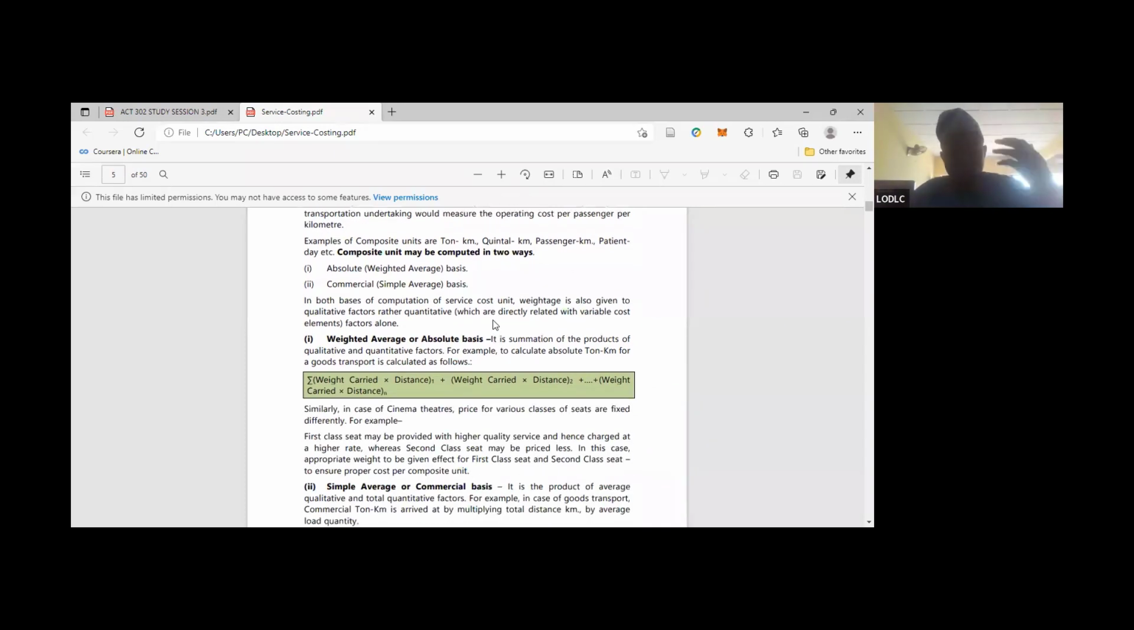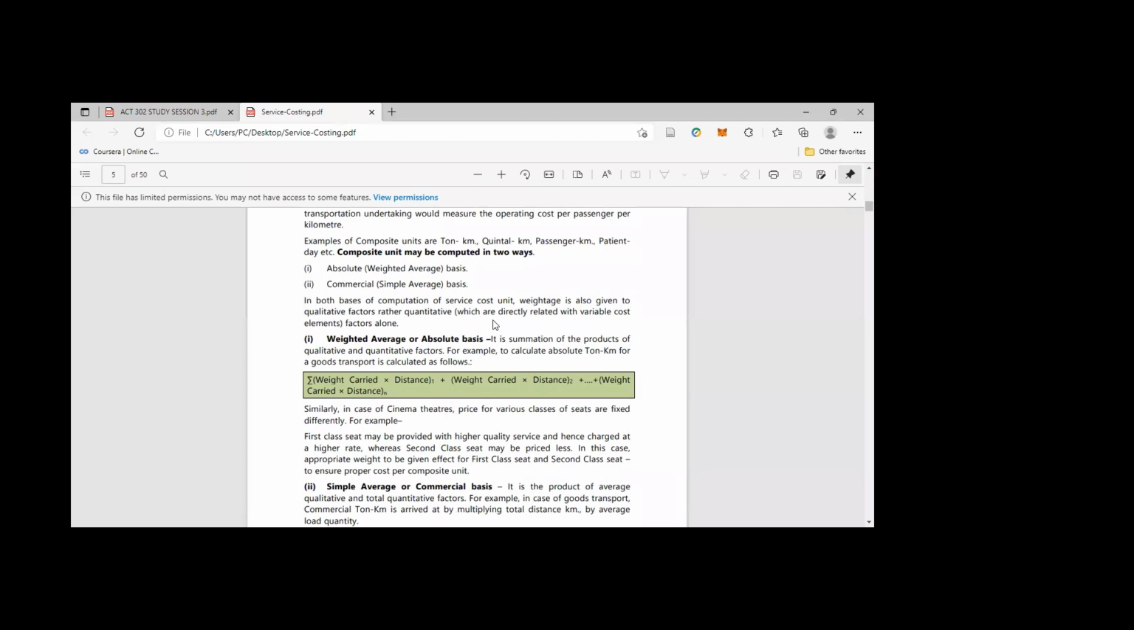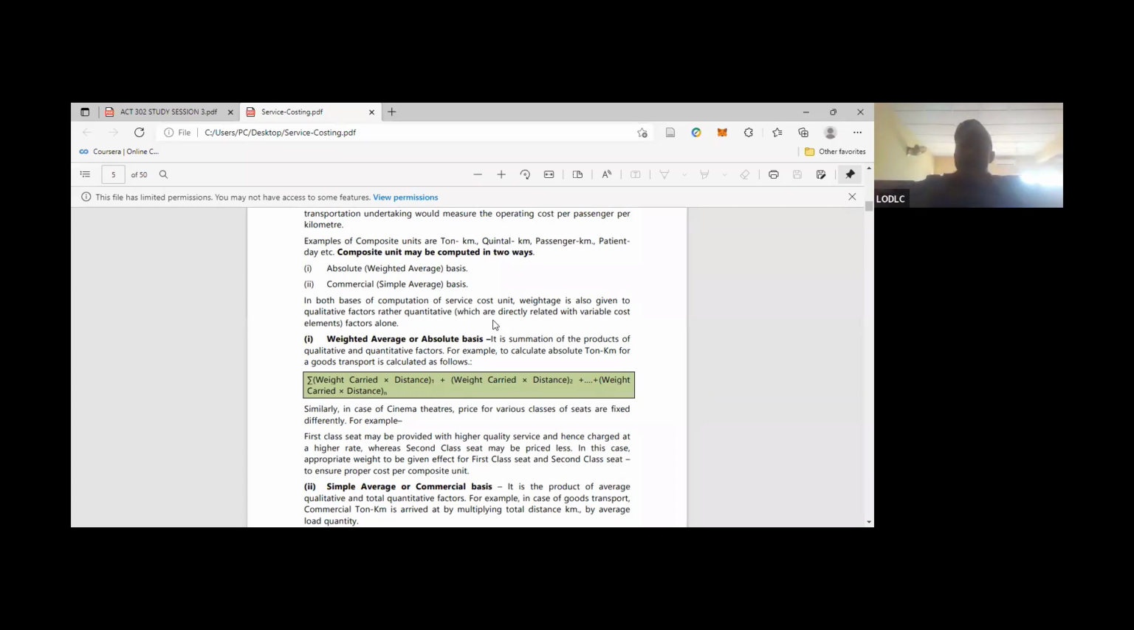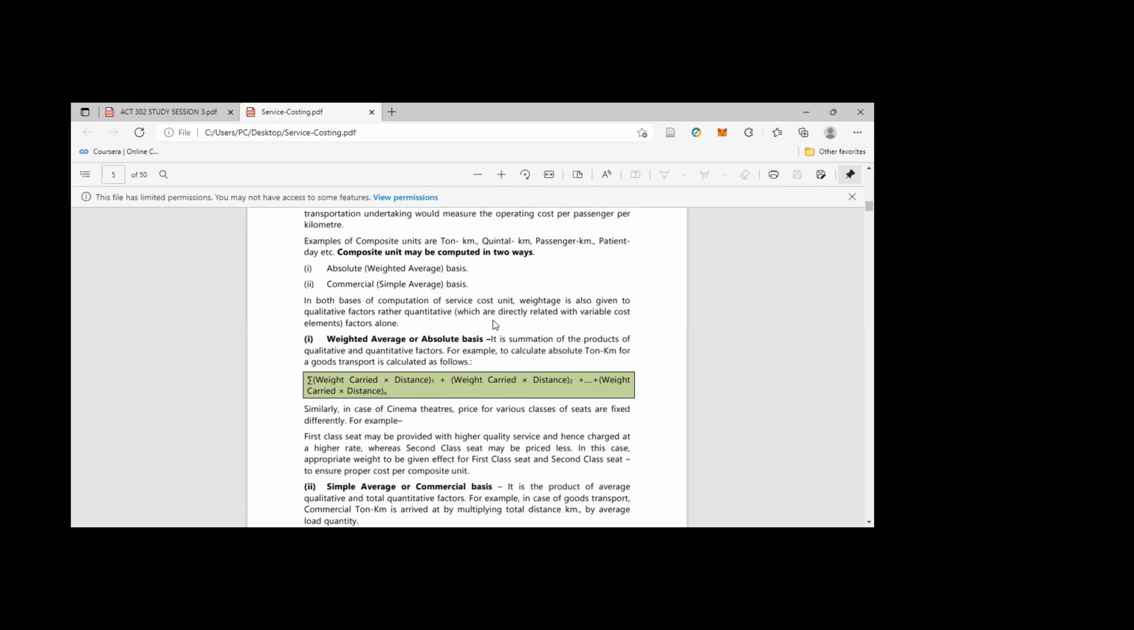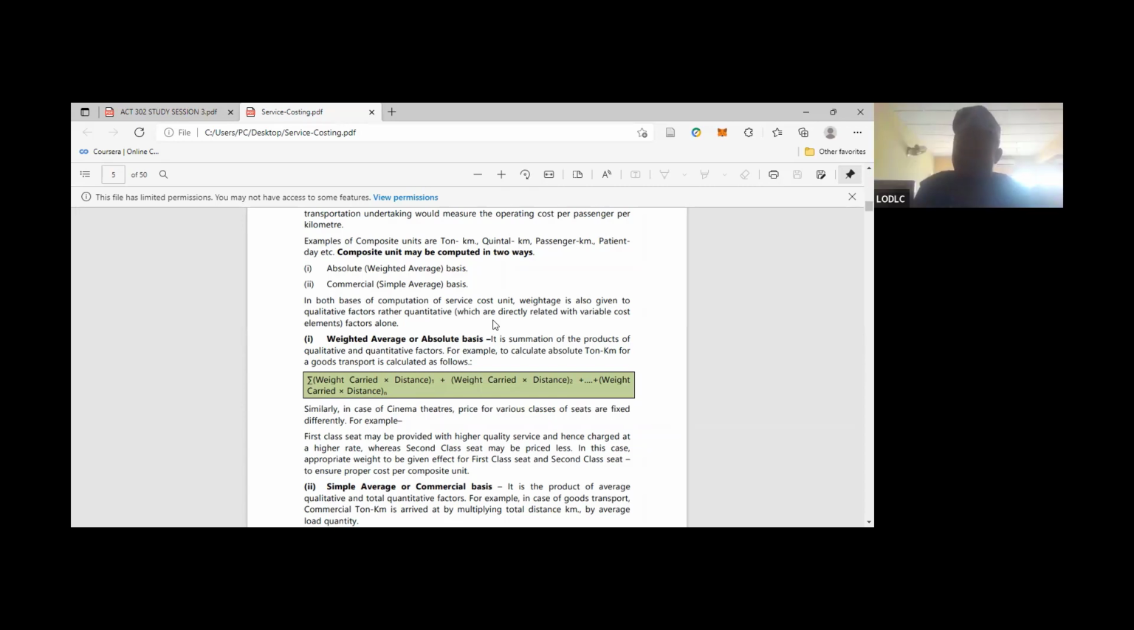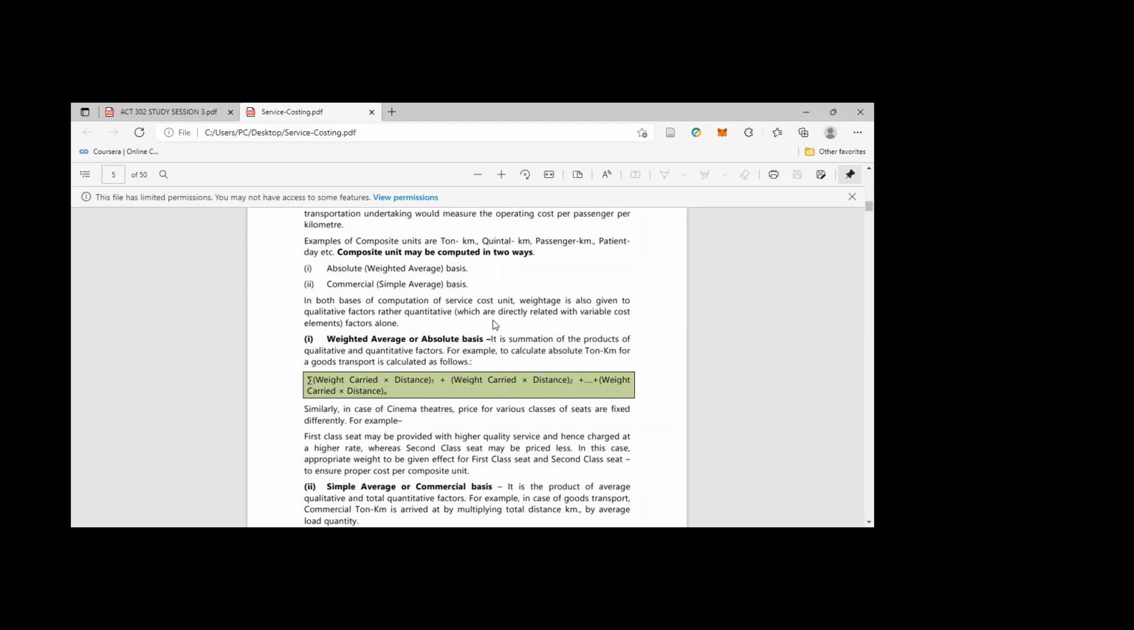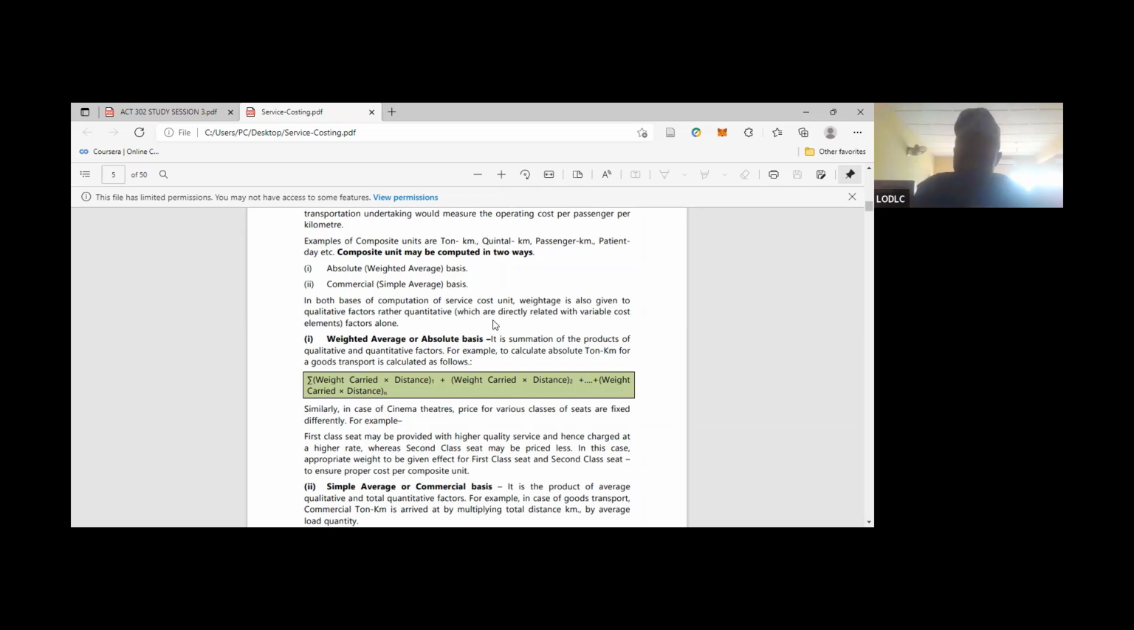The first thing that you do is you look at the weighted average, or what is referred to as absolute basis. So you have to sum up all the products of qualitative nature and quantitative nature. For example, to calculate absolute ton-kilometer for goods transport, you say weight carried multiplied by the distance, plus weight carried multiplied by the distance for the second one, then weight carried multiplied by the distance until you get to the last point.